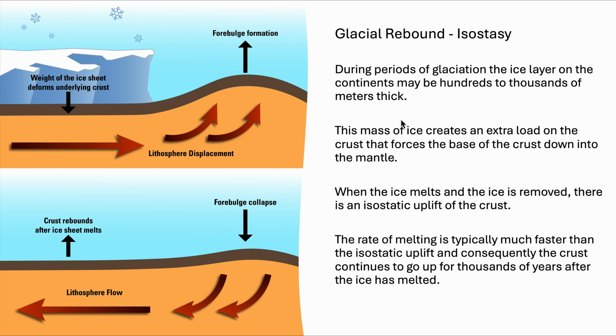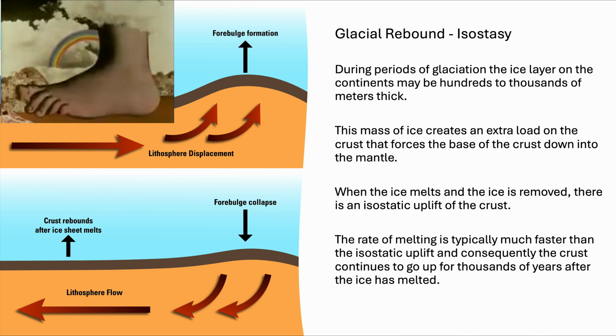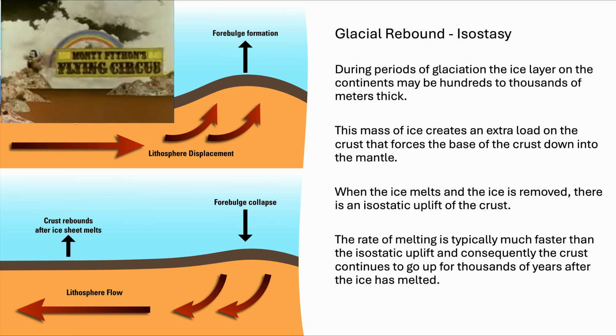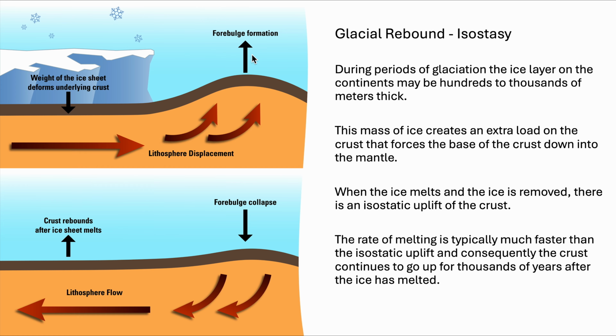So during periods of glaciation, the ice layer on continents can be miles thick, and the weight of this ice pushes down on the Earth's crust, actually depresses the crust like standing on a mattress. When the ice melts, you jump off that mattress and it rebounds. It responds by going back to its original form, and this produces a forebulge collapse adjacent to where you were standing. So we're standing here, pushing this down, which is causing this to pivot upward. As we remove this weight, this will rise and this will fall.